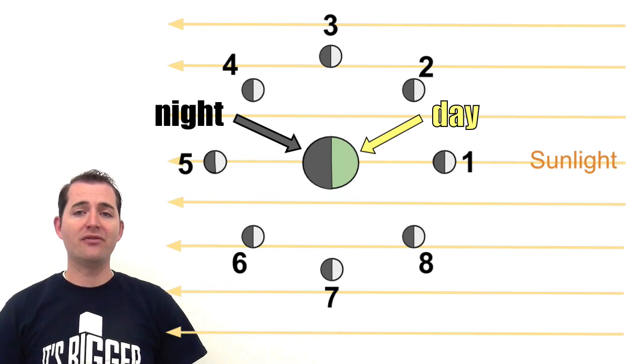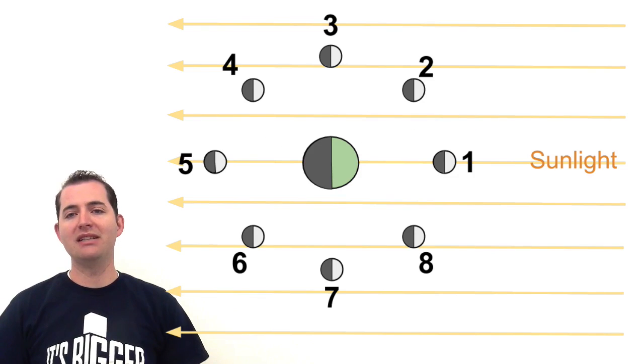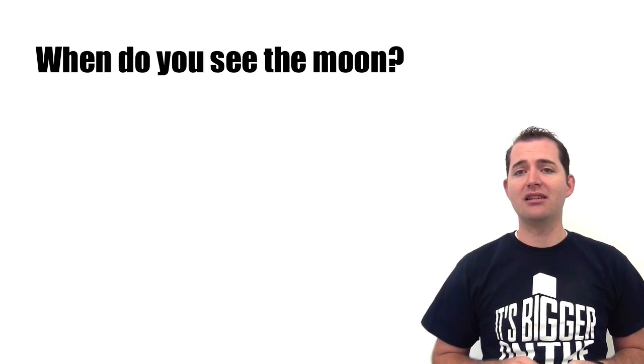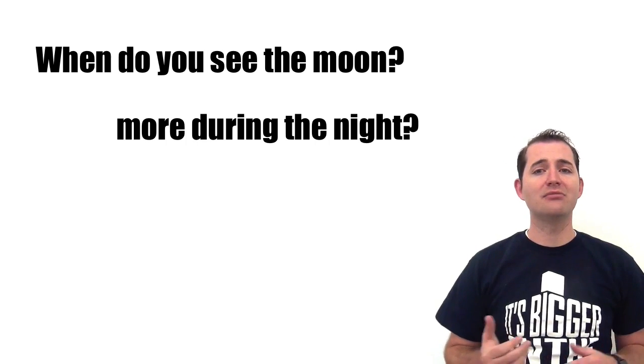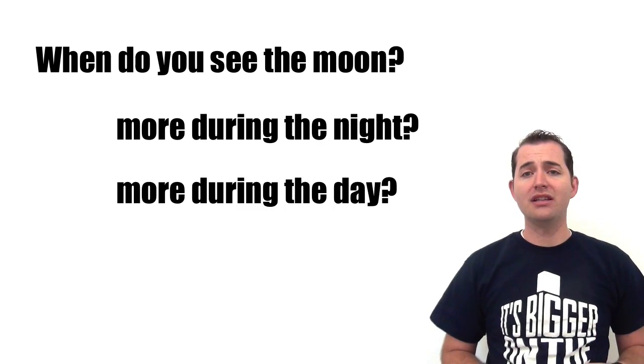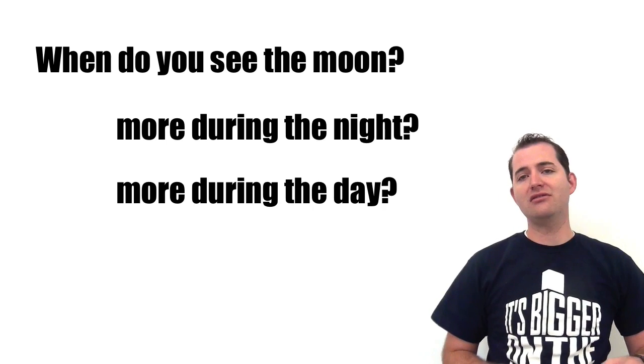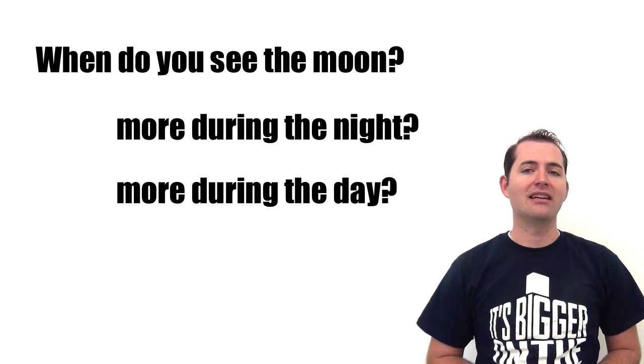Doing this gives us more information about which moon phases would be seen at what time of day or night. Now, it is a common misconception that the moon is only visible at night or that it's mostly visible at night. The truth is the moon is visible just as much during the day as it is at night, but we see different phases during different times of the day or the night.